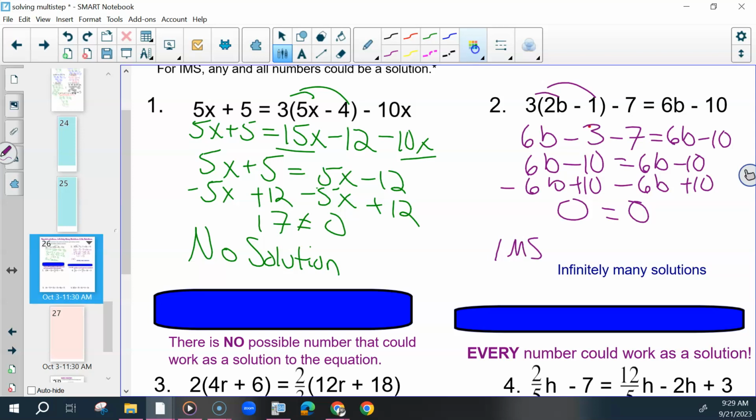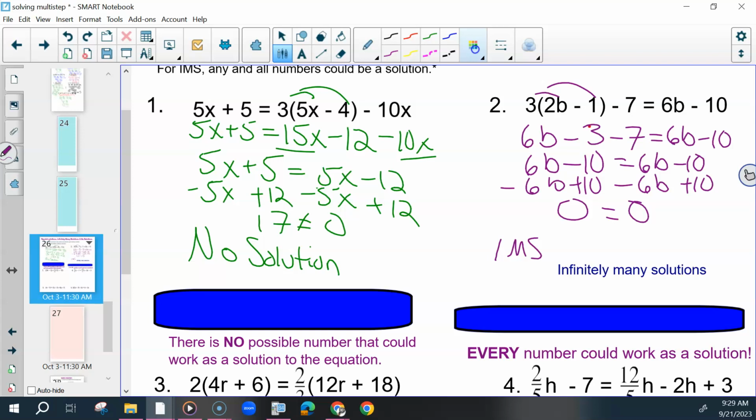And that means every number possible could work. So all the numbers I just listed, you could put any of those in and they will always work. Now, sometimes you could get a special case by accident. You could cancel your variables by accident, so be careful. Double check your work.